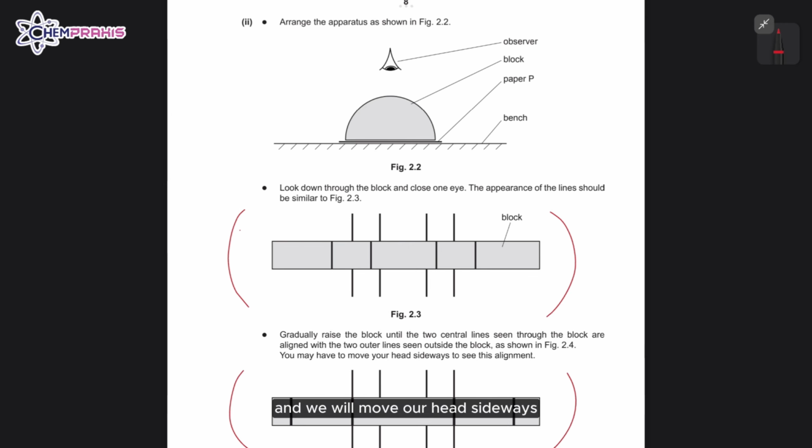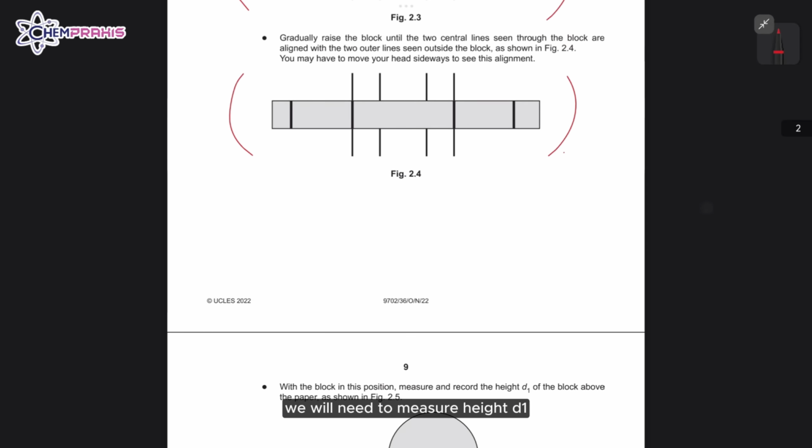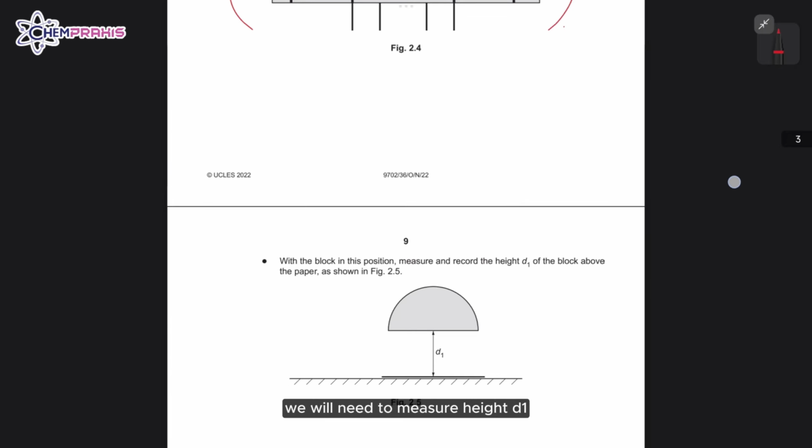And we will move our head sideways to see the alignment. And with the block in that position, we will need to measure height d1, which is the distance between the block to the paper, like this image here. Alright, we can already see that this will be a problem to fix as the glass will not be in a stable position as our hands would move. So we can take note of that and write that down in our uncertainty and limitations later on.